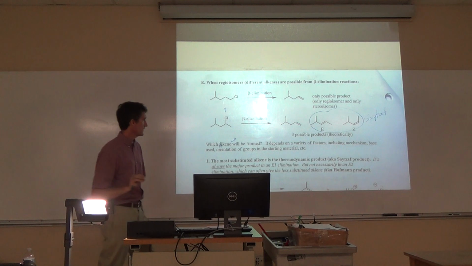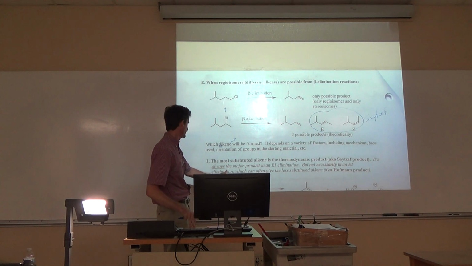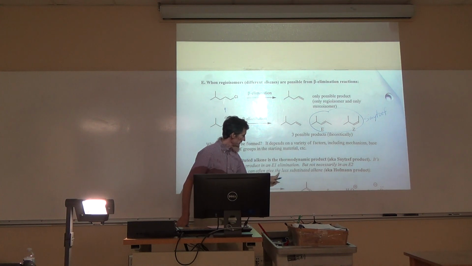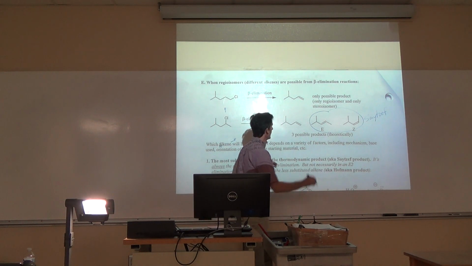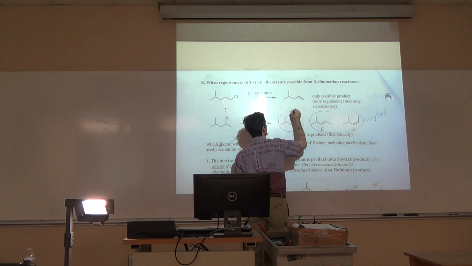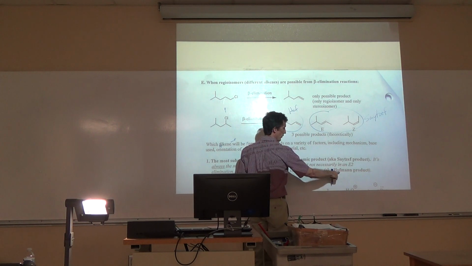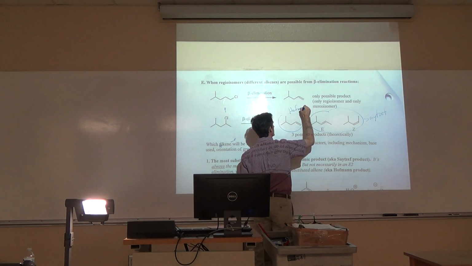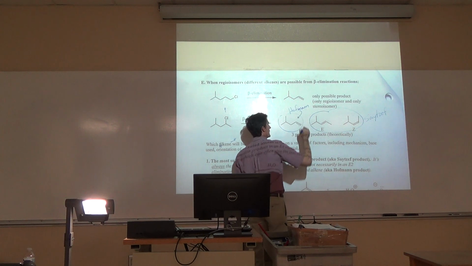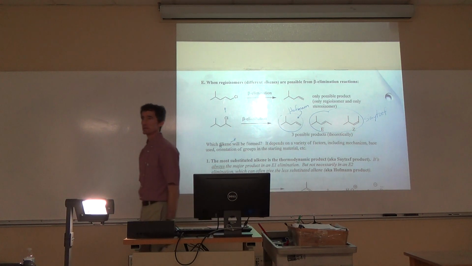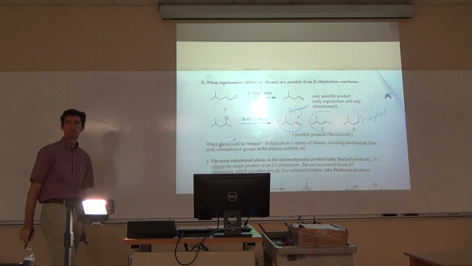What's the other product called? It says down here, the less substituted alkene is called the Hoffman product. Okay? And Hoffman is one F and two N's. The least substituted alkene.